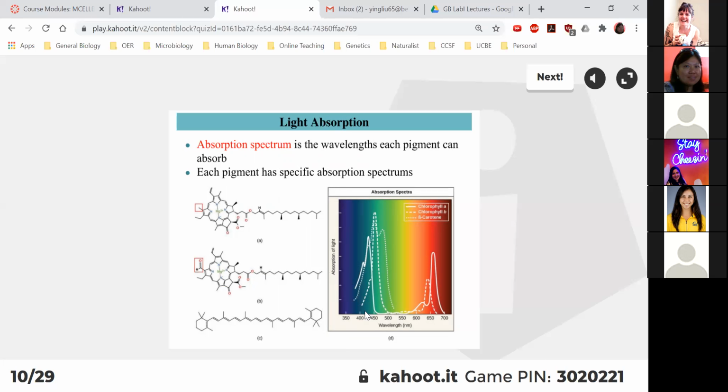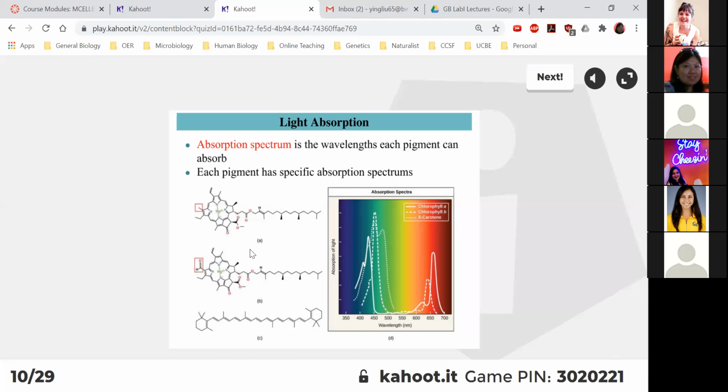It's kind of tedious. You go all the way to more than 700, and then at some wavelengths you're going to see a peak. That means that particular pigment, in this case chlorophyll A, can absorb a lot of the light within 400 and 450. In the green area there's nothing, because they cannot absorb that light. But once you get into the red area, between 650 and 700, chlorophyll A can also absorb quite a bit of light.